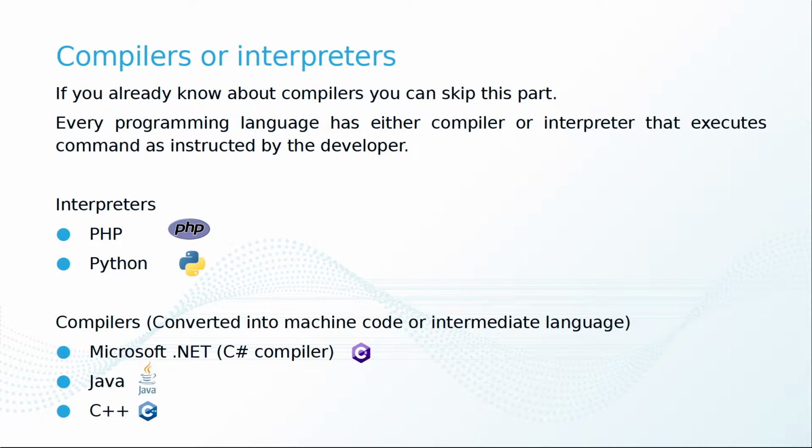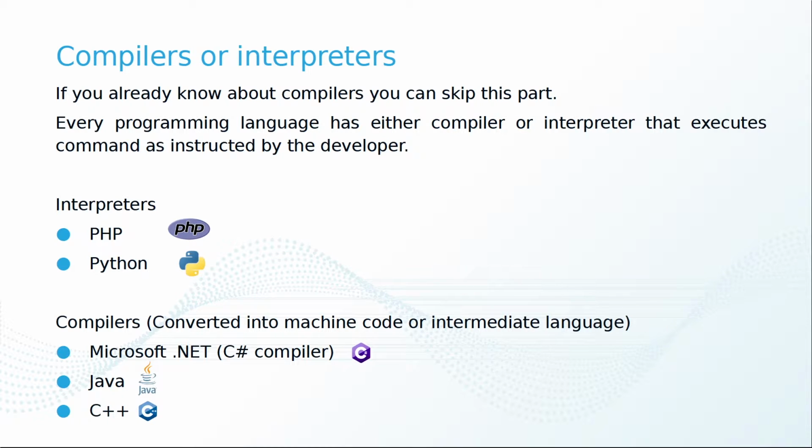What are the examples of these compilers? There are Microsoft .NET, Java, C++. Yes, some of them compile into machine code like C++ does, whereas some programs that support languages like C# and Java do not exactly convert code into machine code. Rather, they convert into an intermediate language, which is also known as bytecode in Java.